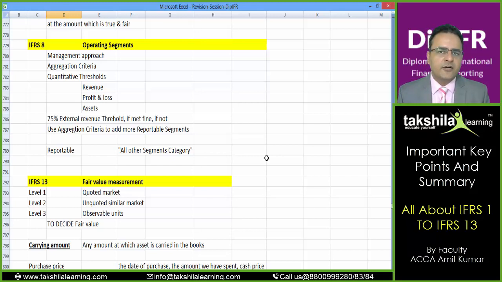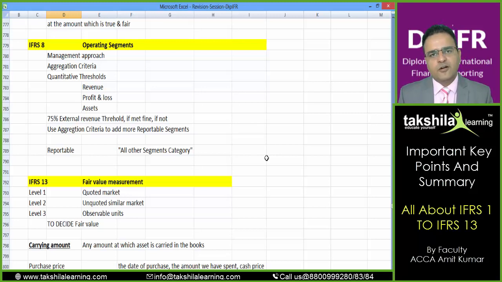Third, we use quantitative thresholds to determine the reportable segments. Quantitative thresholds are based on revenue, based on profit and loss, and based on assets. We will identify all the reportable segments, and if any of them are reporting revenue of more than 10% of total revenue, we'll classify them as meeting the quantitative threshold criteria of revenue, and they will be considered reportable segments. If any operating segment is meeting the asset category, that is, they're holding more than 10% of total assets of the group, then those segments will be considered reportable segments meeting the asset category of quantitative threshold.